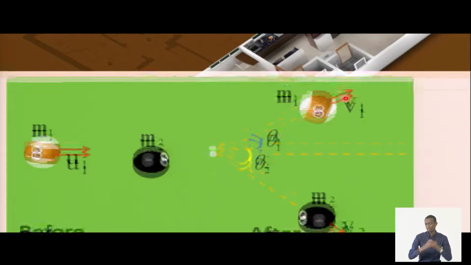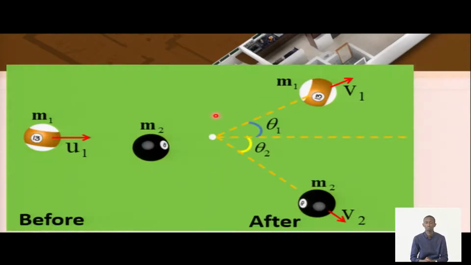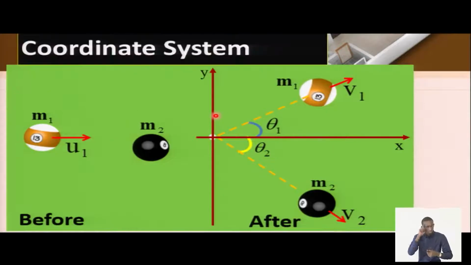Now, the diagram in here is what we are going to analyze together to find what is happening on the x-axis and what is happening on the y-axis. As you see, before collision, there is a mass m2, which we assume to be at rest.